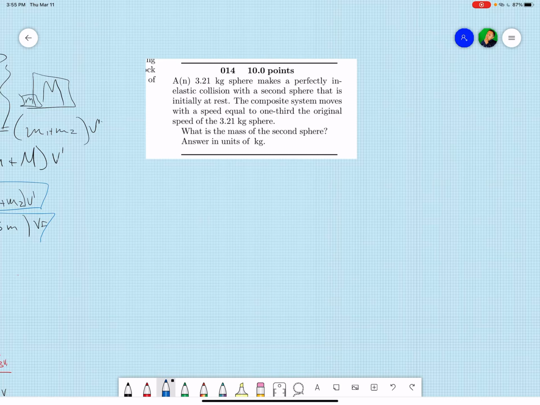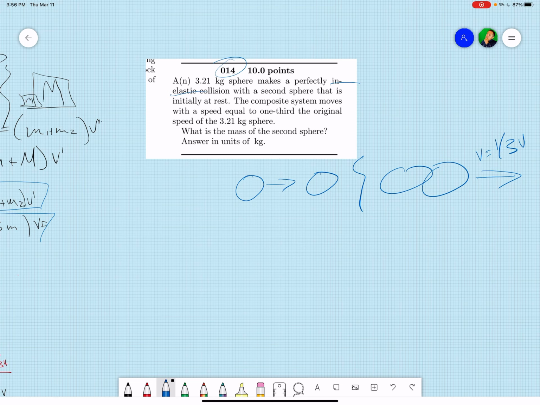Okay, question number 14 here. It talks about a perfectly inelastic collision. So we have one sphere that's moving along. It's going to collide with another one, and then they're going to stick together and travel. And what it says is that the velocity here is going to be 1/3 of the velocity of this.